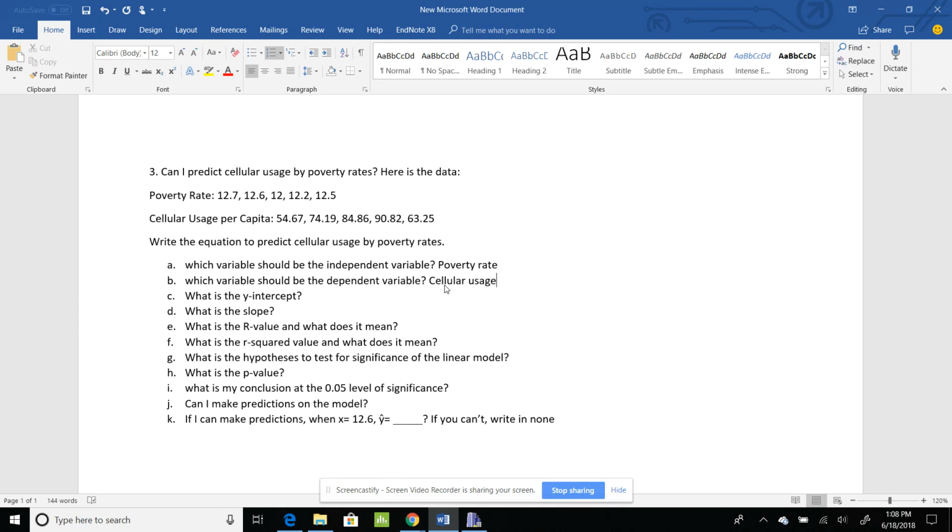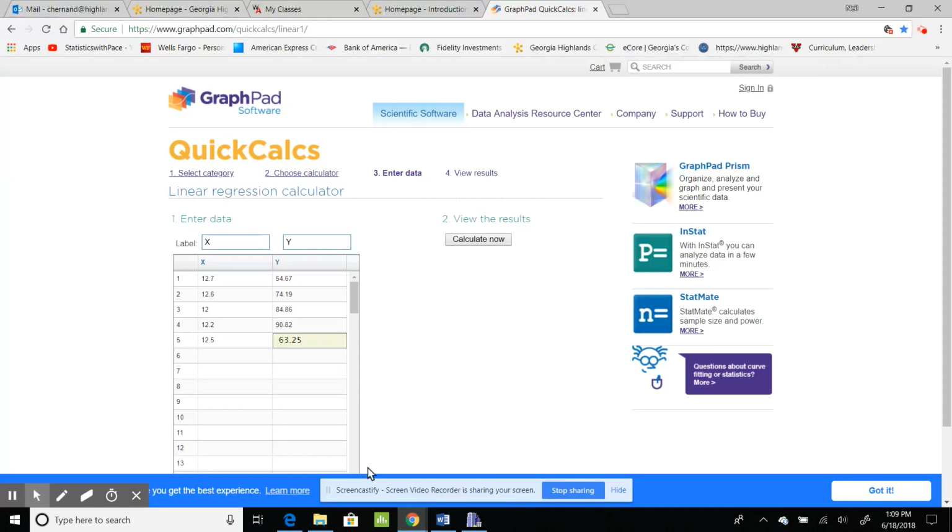So think about that again. I have to use my independent to predict my dependent. So think about it. Independent is something I can't change. Dependent is something that you could possibly change. All right. So what is the Y-intercept? So for this, I'm going to need to put my data either in the website or in my calculator. So let's go ahead and look at that.